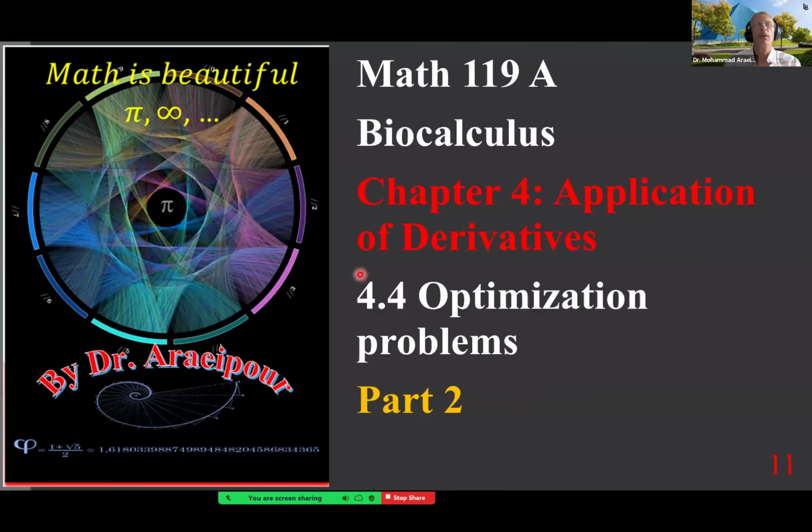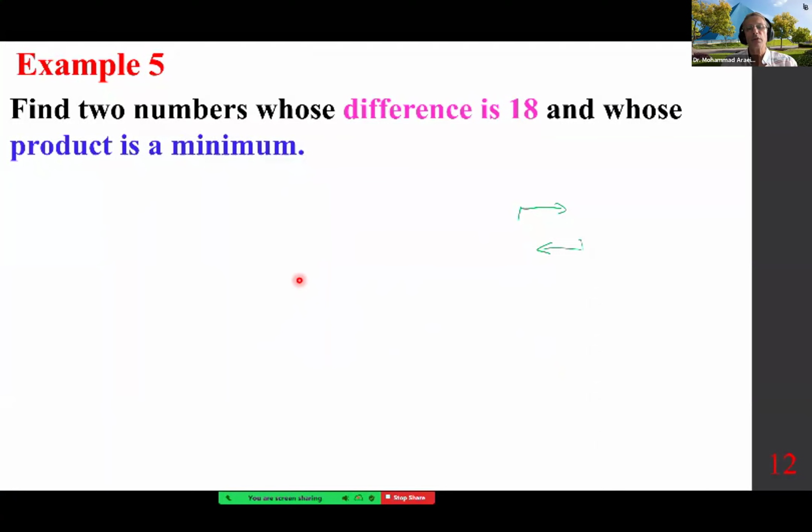Good afternoon, class. We are looking at Chapter 4, Application of Derivatives, Section 4.4, Optimization Problems. And here's the second part to finish off the problems here. We want to find two numbers whose difference is 18 and whose product is a minimum.